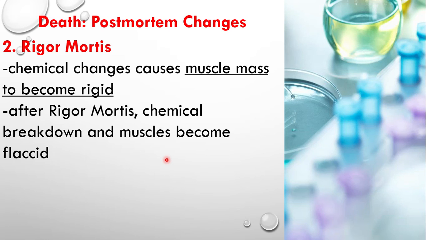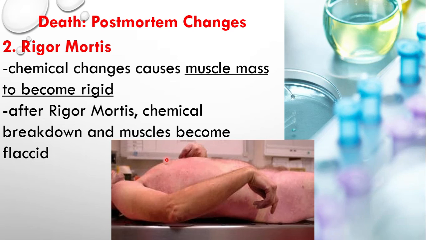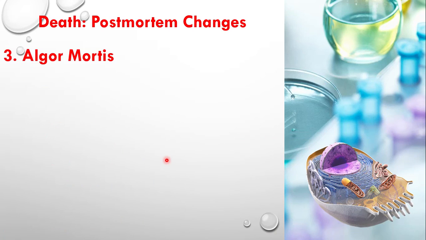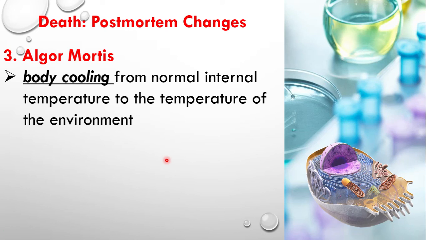So after rigor mortis, chemical breakdown occurs and muscles become flaccid. Okay, like this one here, the stiffness, no? So her muscle is already undergoing rigor mortis. And then we have the algor mortis, in which the body cools from normal internal temperature to the temperature of the environment. Again, we humans are warm-blooded, unlike some animals.